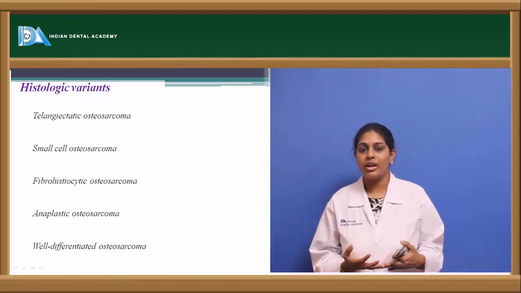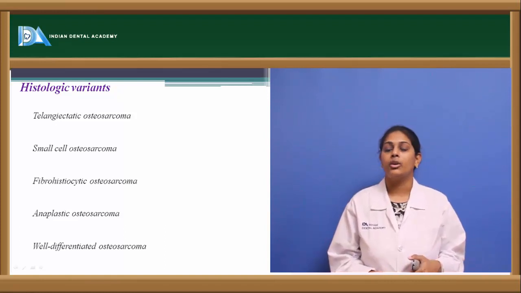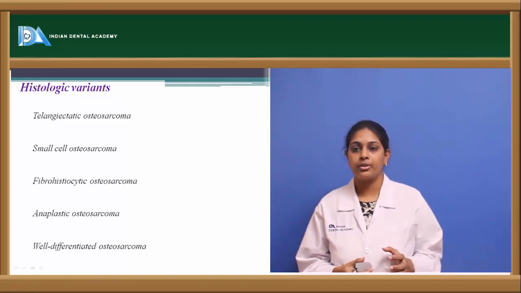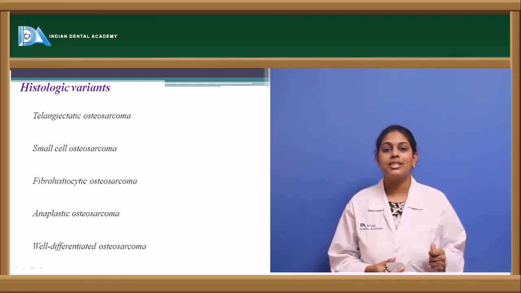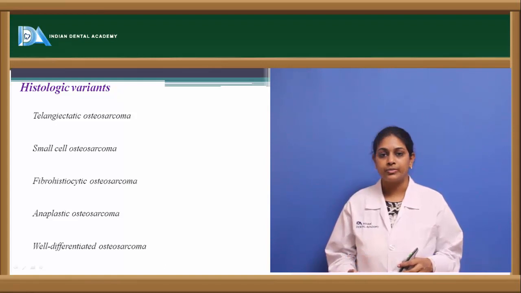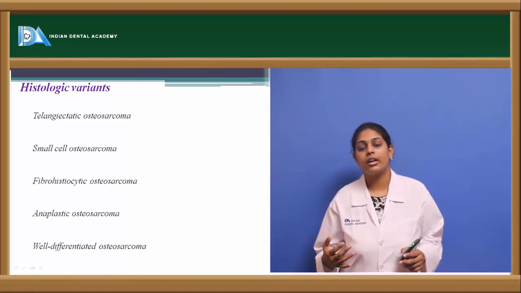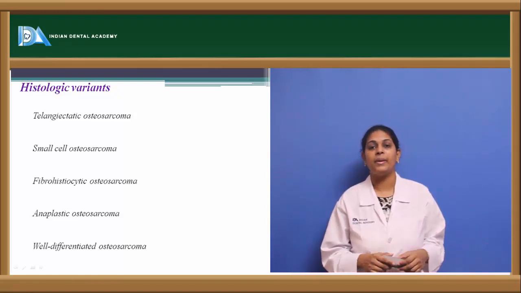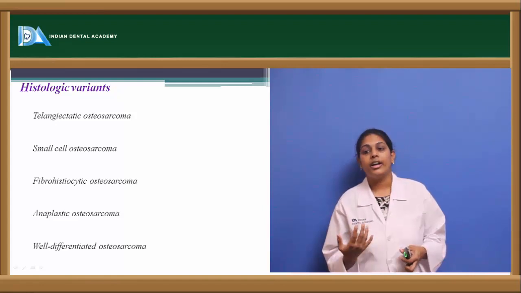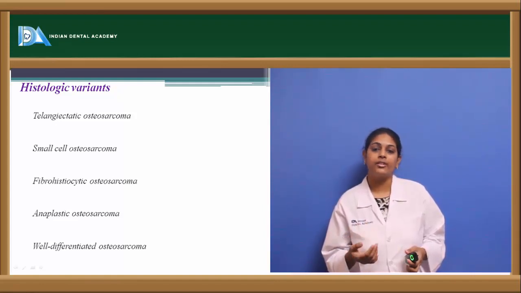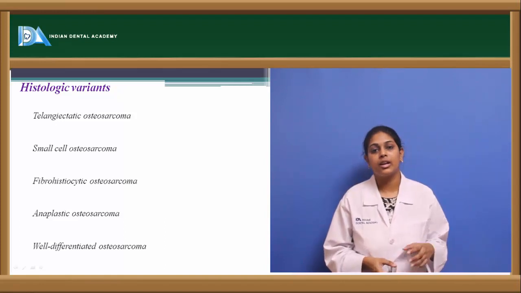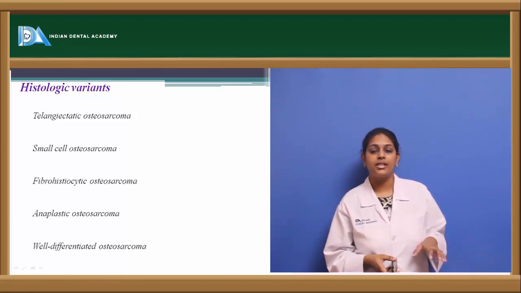Coming to the small cell osteosarcoma, we see numerous small cells, which might resemble lymphomas, that is Hodgkin's lymphoma or non-Hodgkin's lymphoma, or otherwise the Ewing's type of sarcoma. Coming to the fibrohistiocytic osteosarcoma, we see numerous fibrohistiocytic cells, and it is usually a variant of the fibrohistiocytic tumor. Coming to the anaplastic osteosarcoma, these are sarcomas which occur with a wide range of atypia, and poorly differentiated cells can be appreciated.